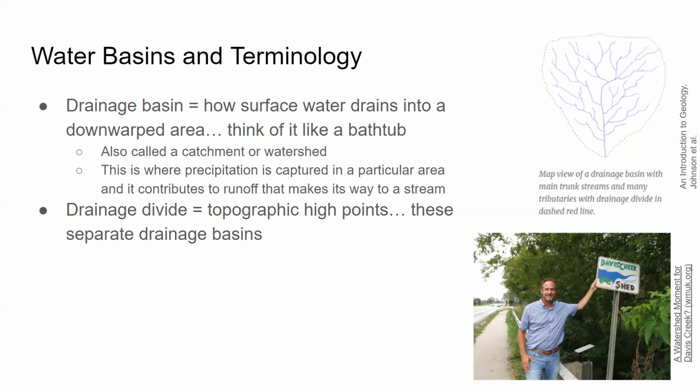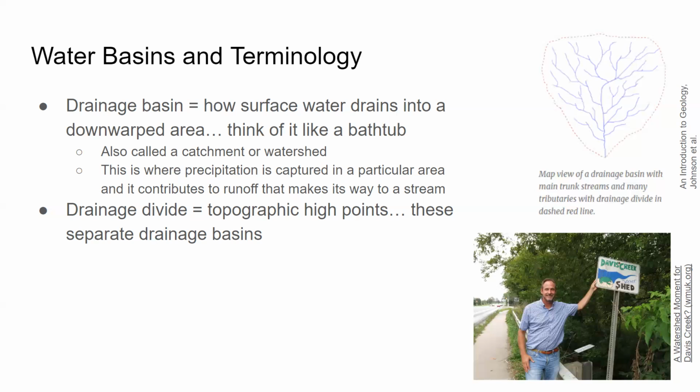Sometimes if you drive along the road, you'll see these tiny signs, such as the one in the lower right, and it's just notifying you that you're now in a particular watershed. This one is actually in Kalamazoo on Sprinkle Road, the Davis Creek watershed. And in these drainage basins, this is also where precipitation is captured, and it also contributes to runoff that makes its way into a stream. Now, you might encounter something called a drainage divide.